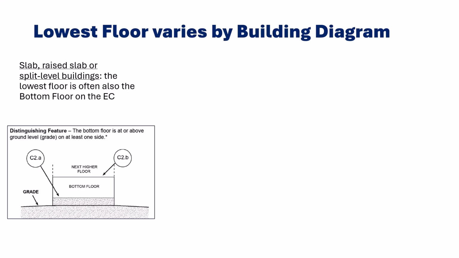In a slab or raised slab building, the lowest floor typically is also the bottom floor. There's no enclosed area that meets the other lowest floor definition rules. So C2A, the bottom floor, is also the lowest floor.